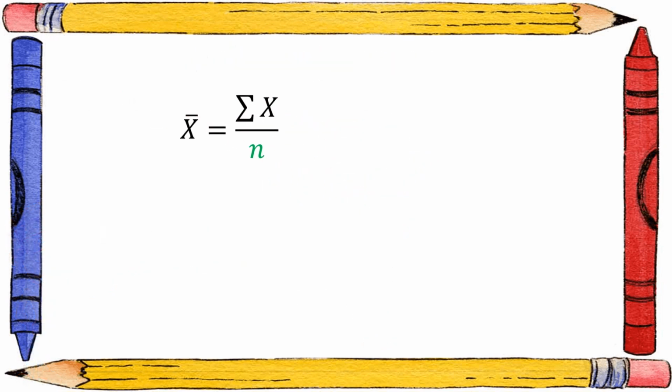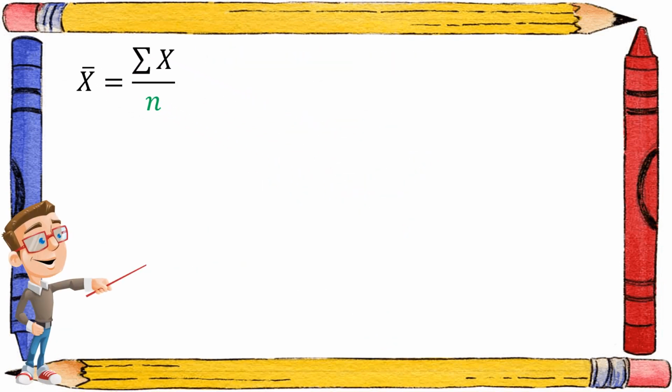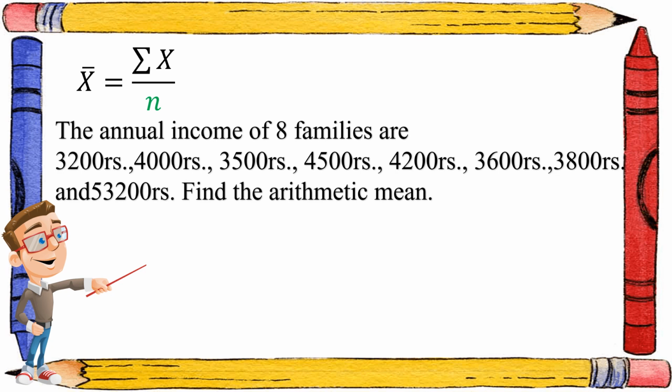Let's see how to calculate x bar, that is arithmetic mean, for the ungrouped data. How do we know that this data is ungrouped? It's very easy by reading it. The annual income of 8 families is given, and we have to find the arithmetic mean. You can see here you have to find the arithmetic mean, not the geometric mean, not harmonic mean, not median or mode. And from these values you can recognize that this is the ungrouped data.